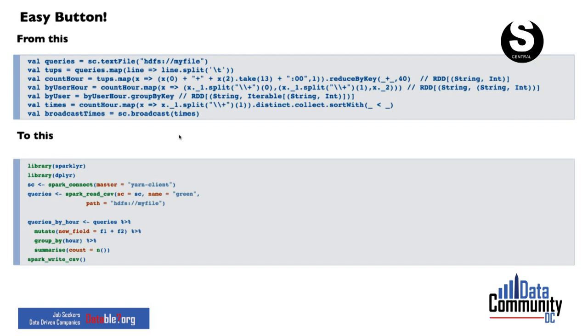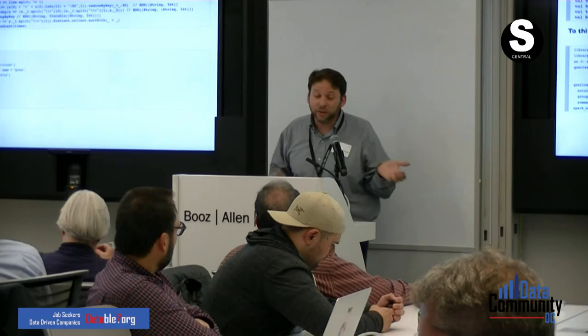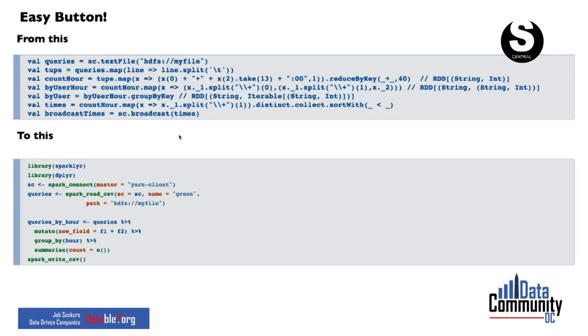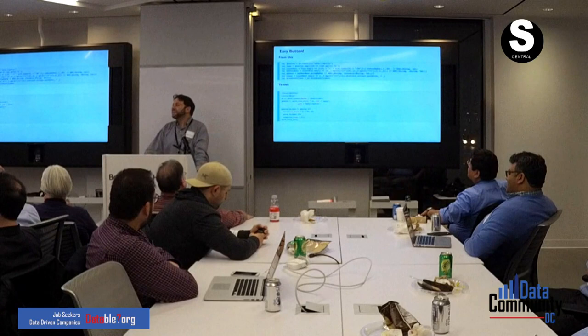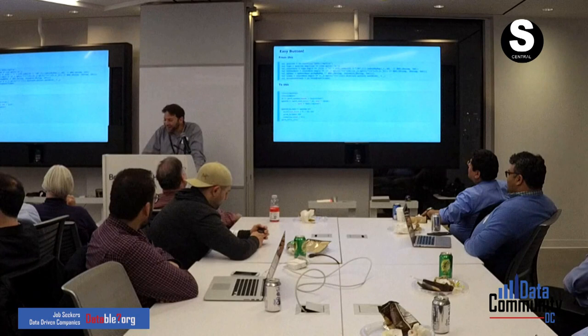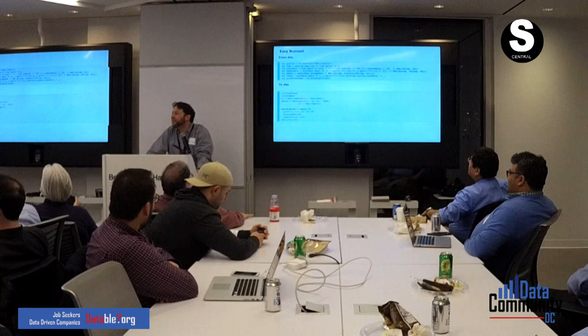I think sparklyr is an easy button for R and Spark, because the top code is Scala. It's ugly. Nothing against Scala, but it's ugly. You love all your children. Okay, fine. This is going to go down very quickly. Plus, I'm standing between you and beer, so I've got to move.